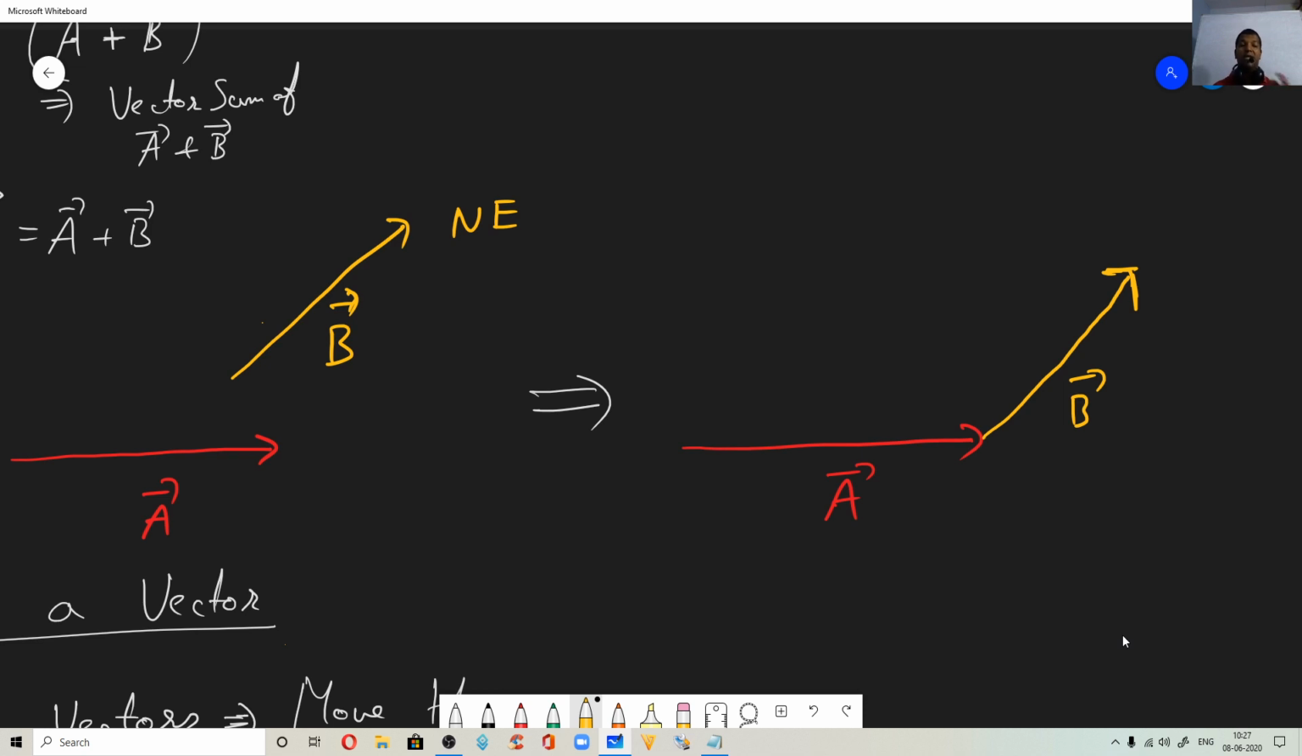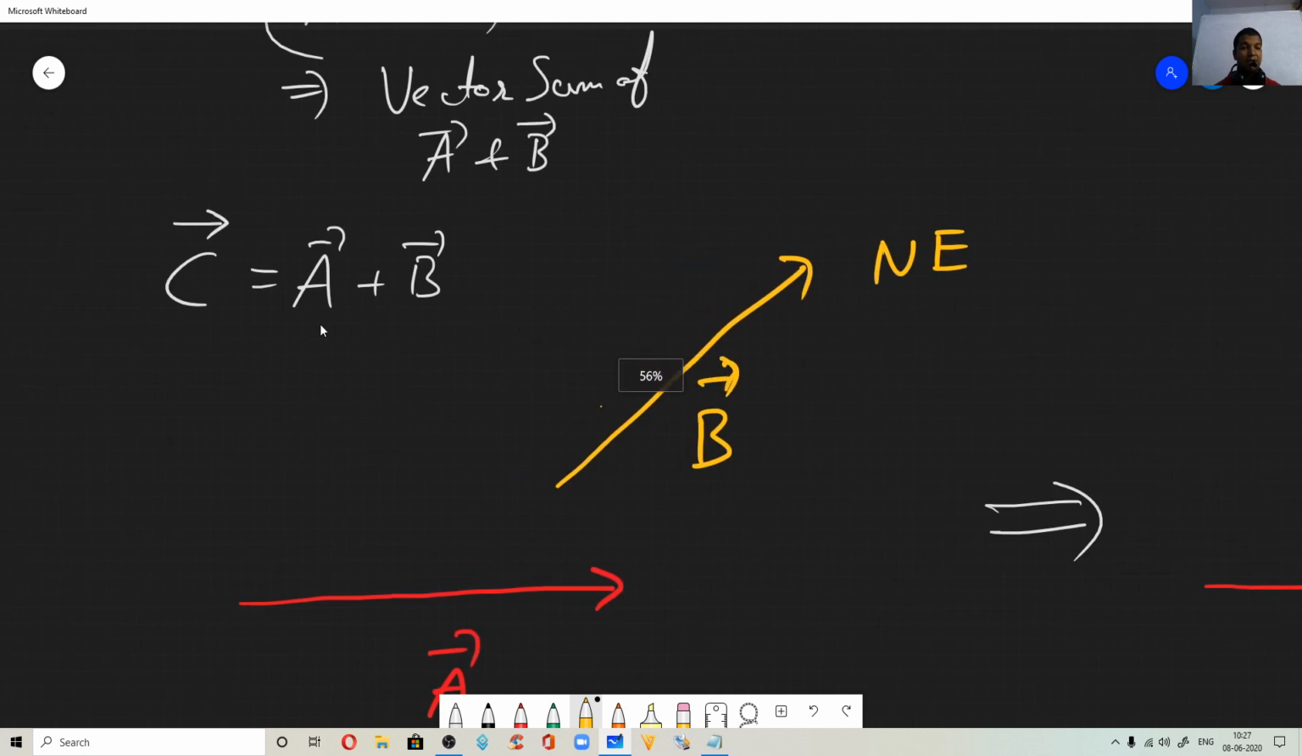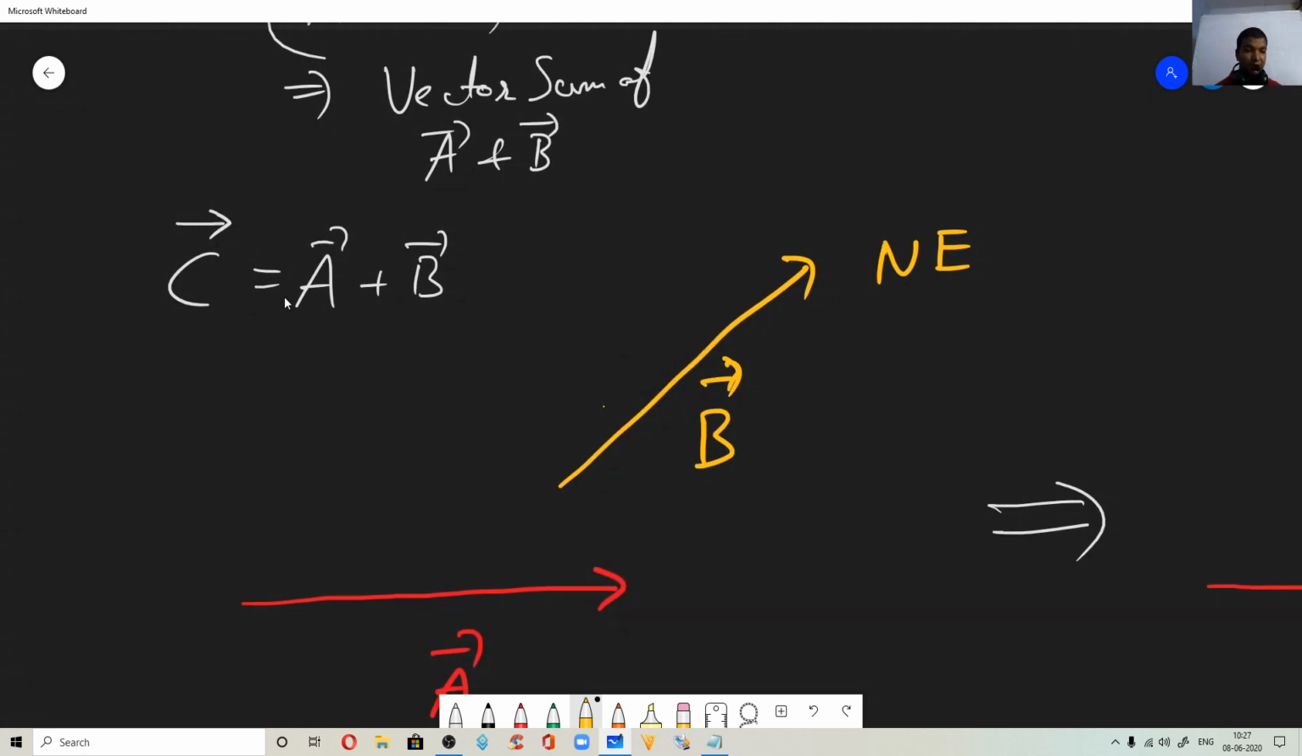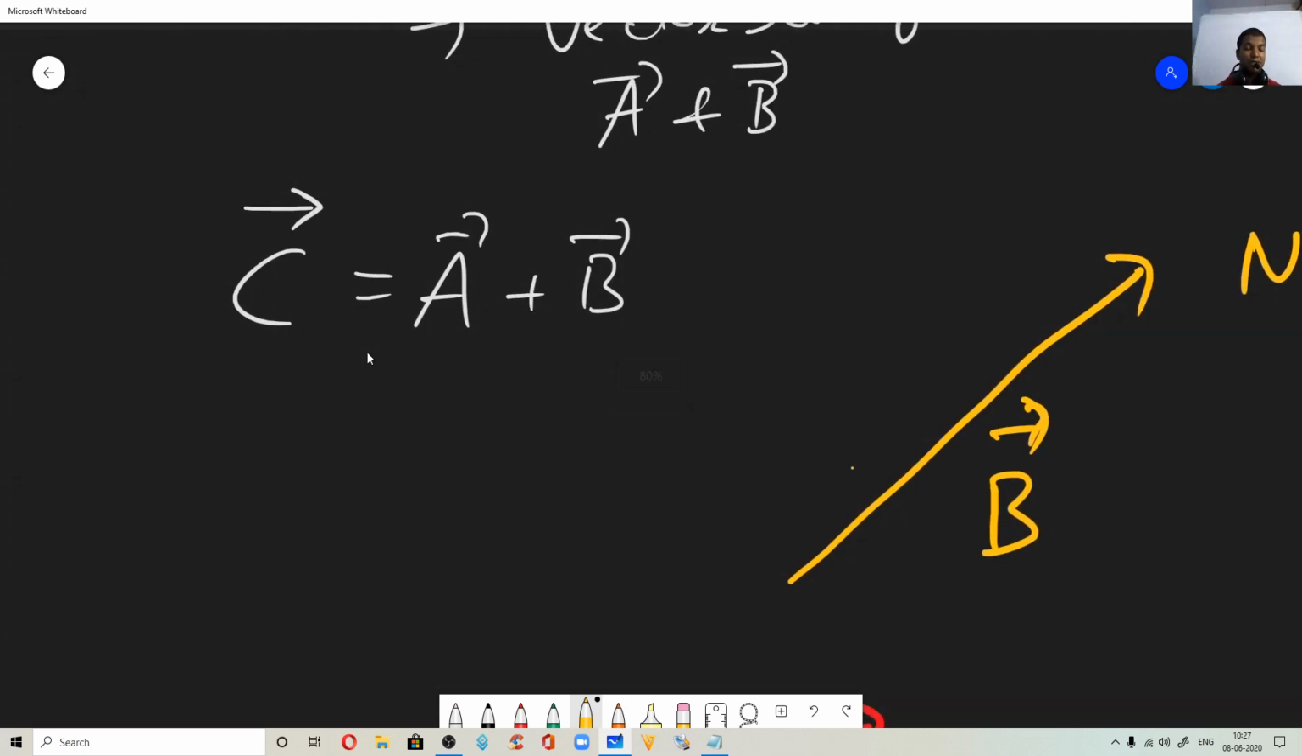Now let us try to define what is C. What did I write earlier? C is the vector sum of A and B. If you look at the LHS, what are you doing? We are adding two vectors, A and B. If you add vectors, you will get some result. That result is C, and the result is also a vector. You are adding two vectors, and that result is also a vector.